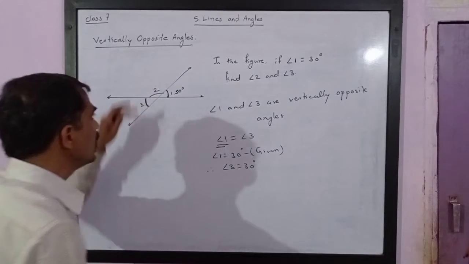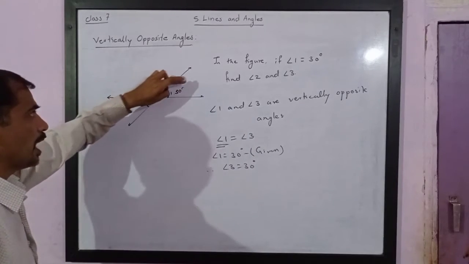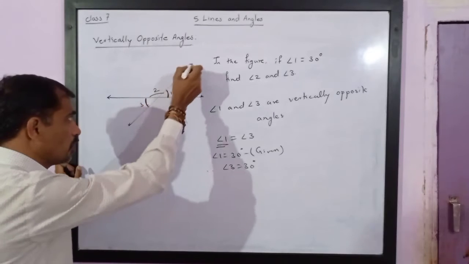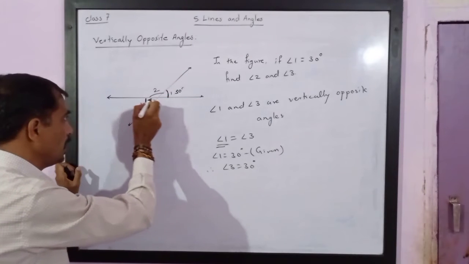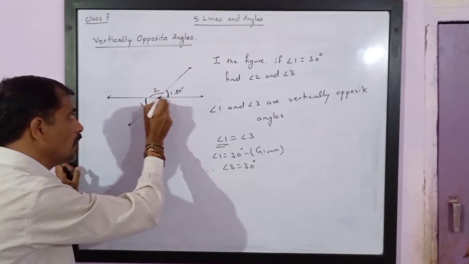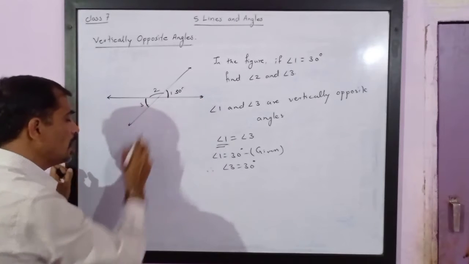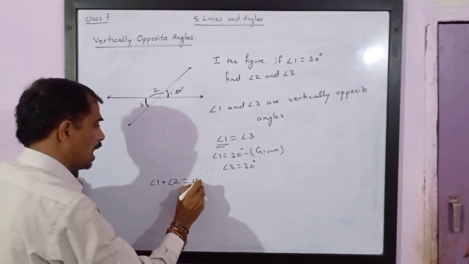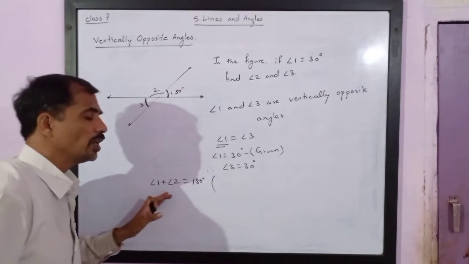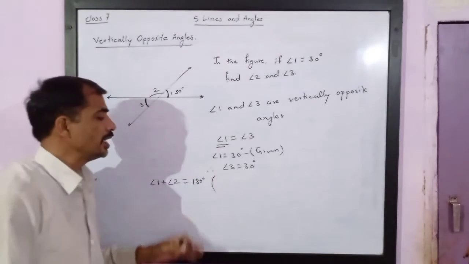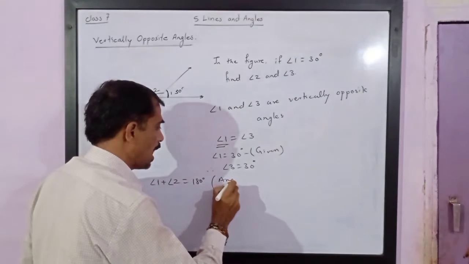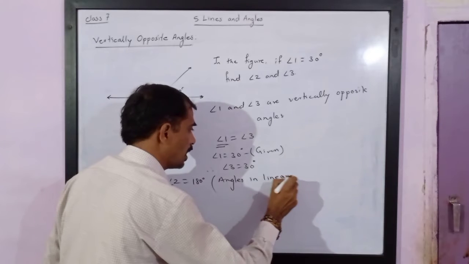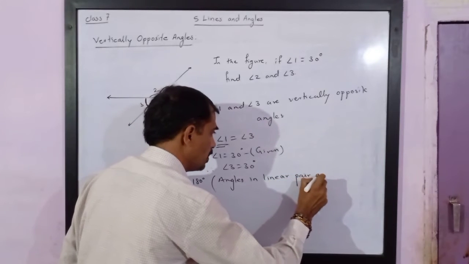Now see, angle 2 and angle 1, they form linear pair. That is, they are adjacent angles, they have one common arm and the uncommon arms form opposite rays. So here angle 1 plus angle 2 is equal to 180 degrees. Reason is, we have studied that angles in linear pair are supplementary.